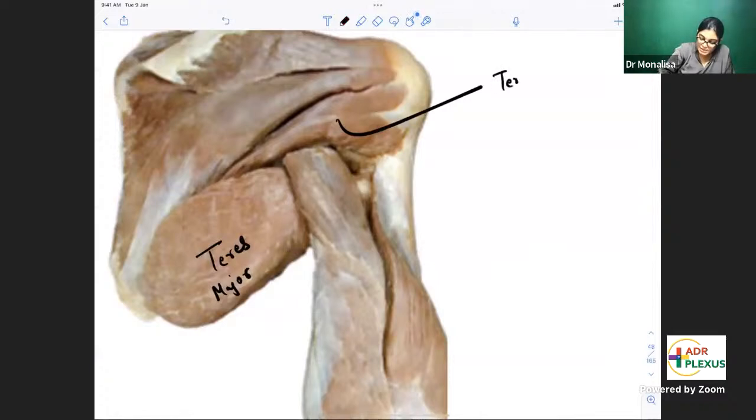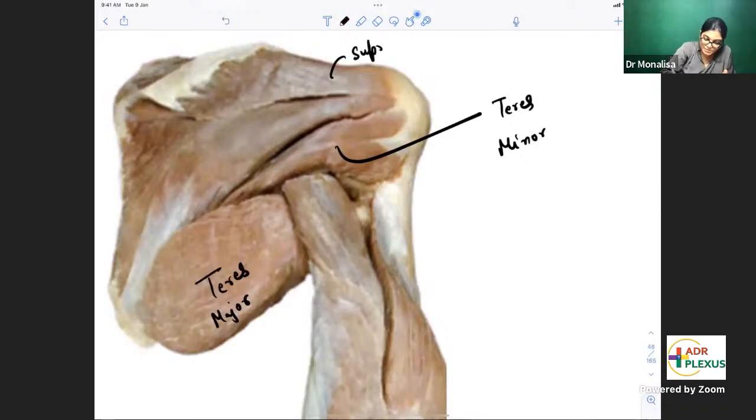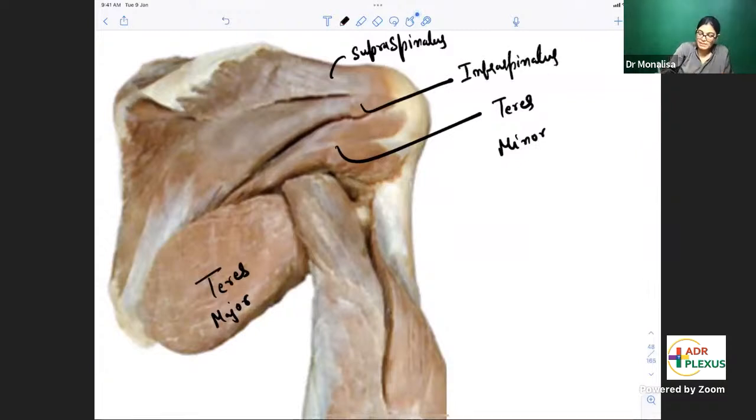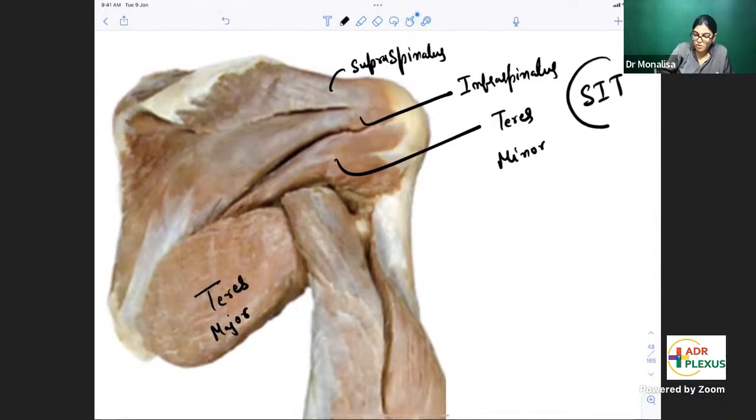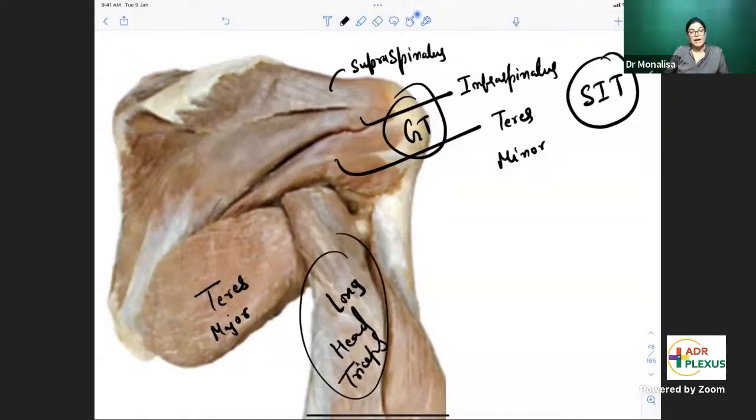This is the teres minor muscle. This is the supraspinatus muscle, and this is the infraspinatus muscle. My dear aspirants, supraspinatus, infraspinatus and teres minor together are called SIT, and they are together inserted into the greater tubercle of the humerus. On the anterior aspect there is the subscapularis muscle, which inserts into the lesser tubercle. This is the long head of triceps. So we definitely know that this is the teres major muscle.